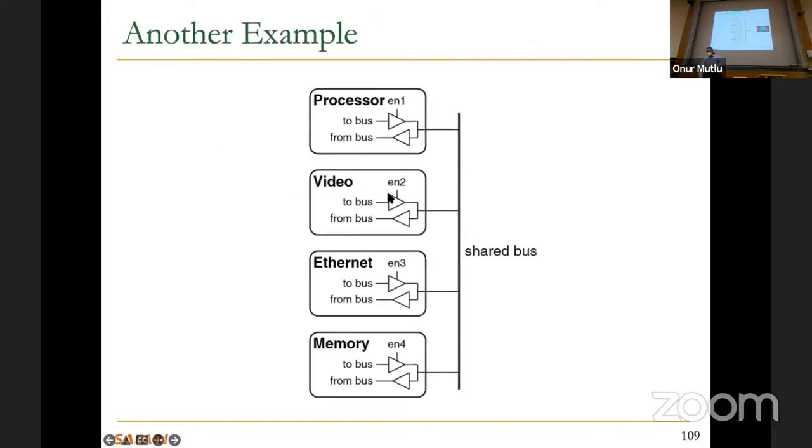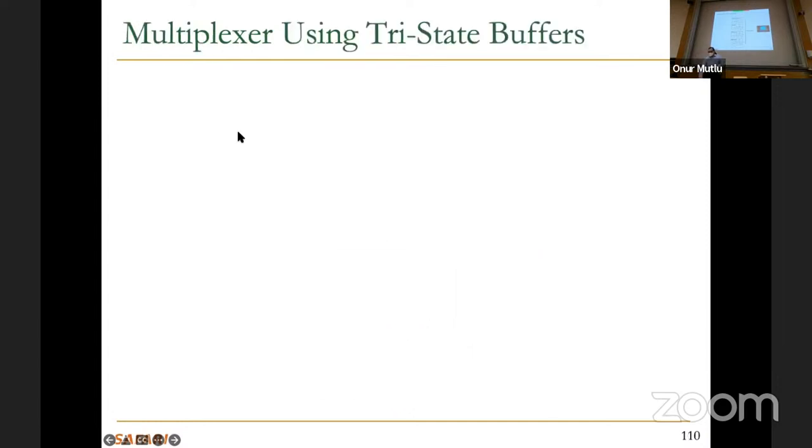Now, from your book, this is actually more sophisticated. In a real system, you may have many things connected to the bus or wire: processor, video, Ethernet, memory. You can keep adding different accelerators potentially. And you can see that this actually works with two tri-state buffers over here. One is controlling what goes from the processor to the bus, and the other is controlling what comes from the bus into the processor. So these are two different tri-state buffers. Anyway, we'll see more. One interesting thing is you can actually design a multiplexer using tri-state buffers.